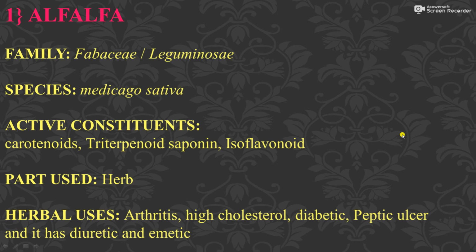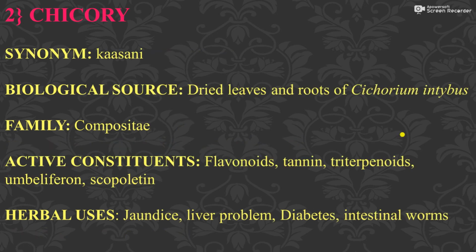These are nutraceutical herbs used as health food. So the family of alfalfa is Fabaceae or Leguminosae, the species Medicago sativa, active constituents carotenoids, triterpenoids, saponin, isoflavonoid, and the part used is the herb. Herbal uses are arthritis, high cholesterol, diabetes, peptic ulcer, and it has a diuretic and emetic action. The next drug is chicory.